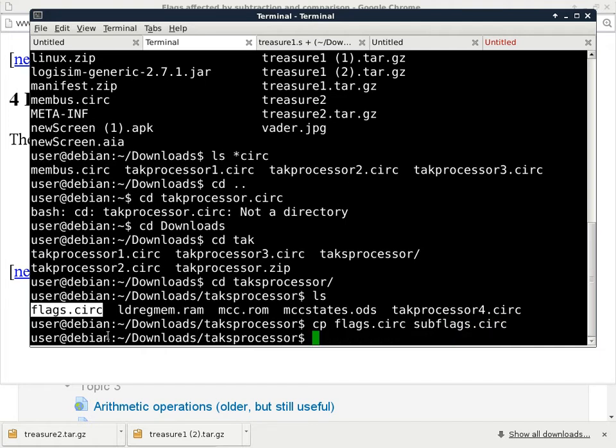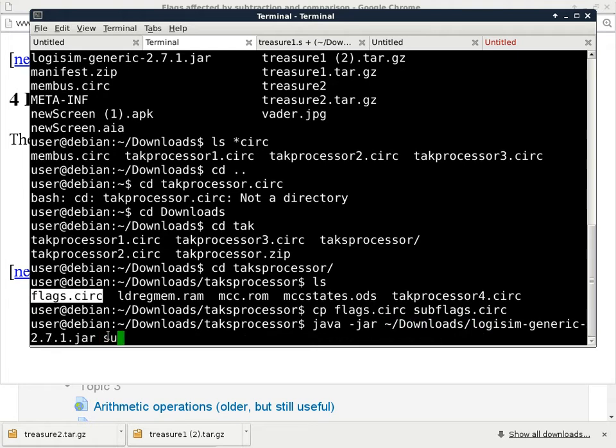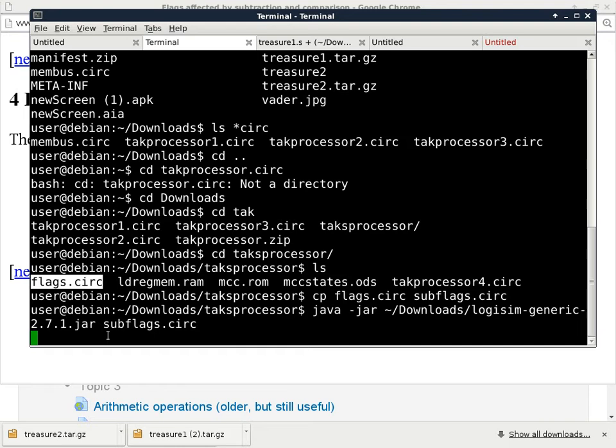I can zip up everything and upload it to Moodle at the end of the class so that you will have a copy of the simulator as well. So now we can go ahead and use java -jar with the logic sim jar from downloads and give it subflags.circ.